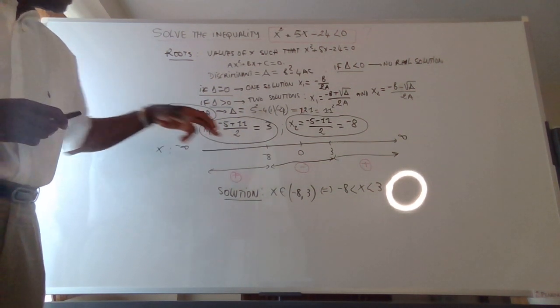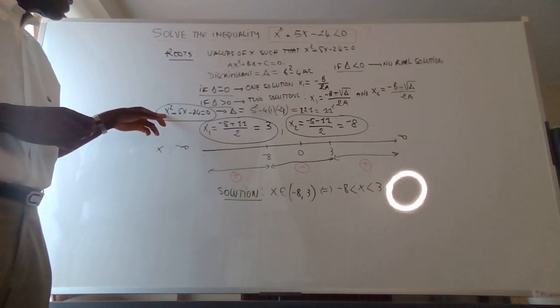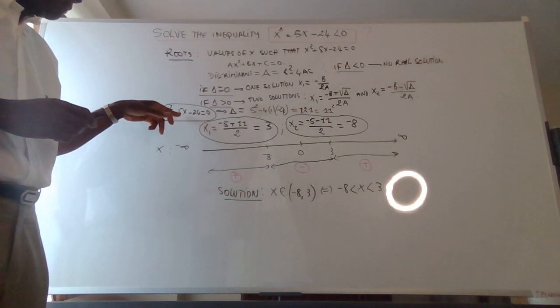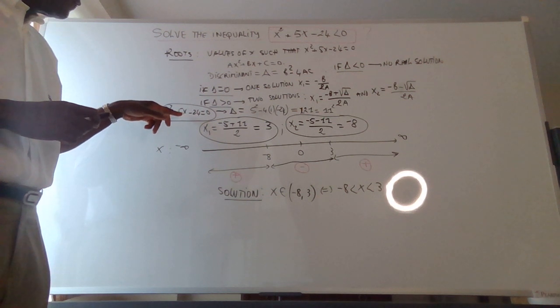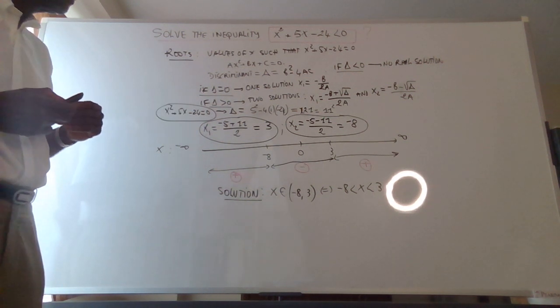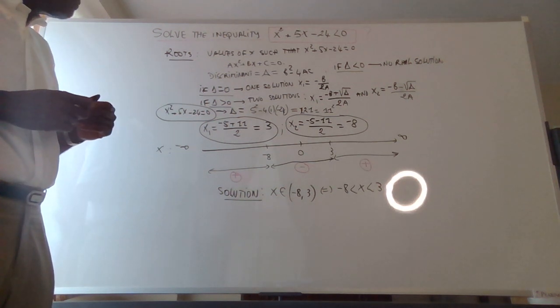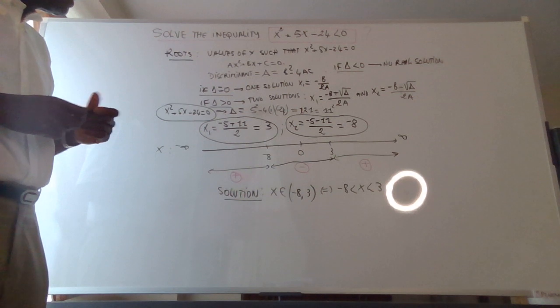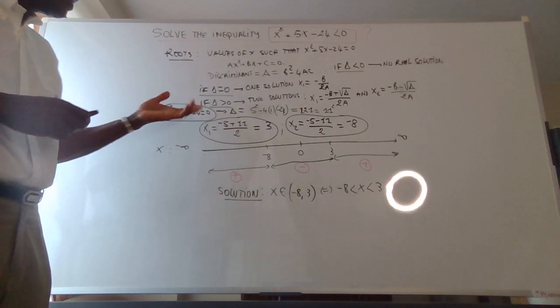Here, to study the sign for values smaller than minus 8, we plug in one value, for example minus 9. Minus 9 squared is 81. And then here we have minus 45 minus 24, which is minus 69. Minus 69 plus 81 is positive.